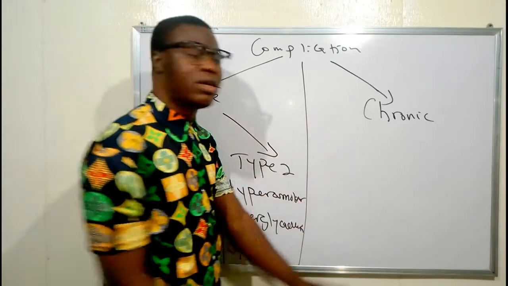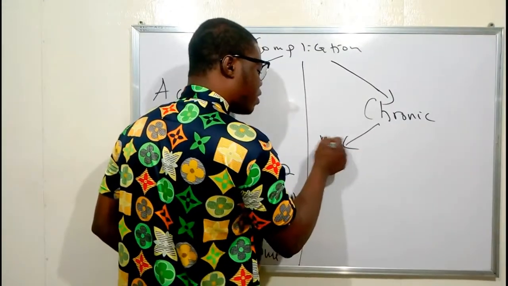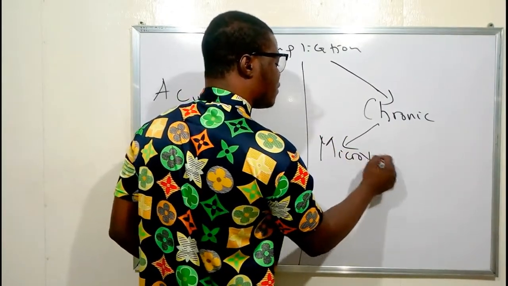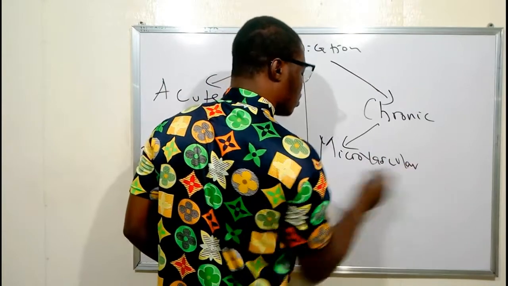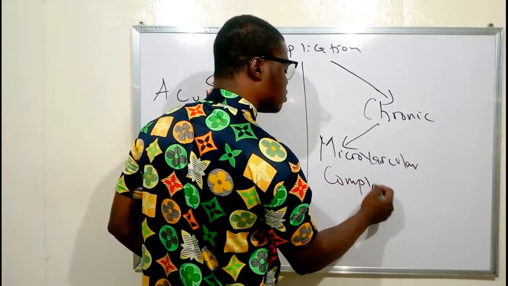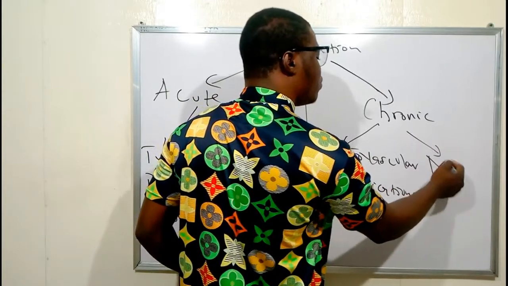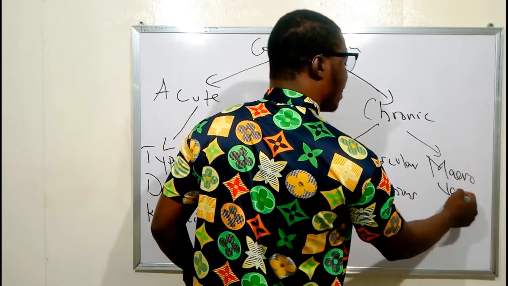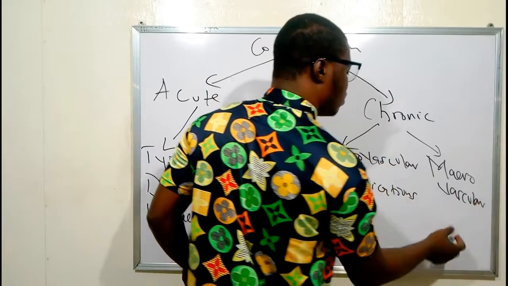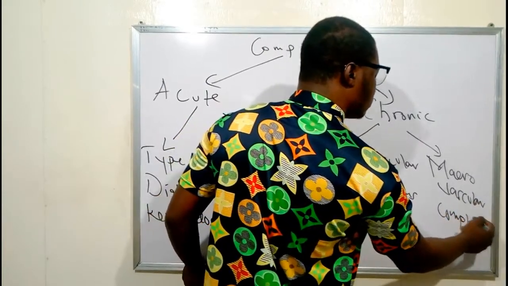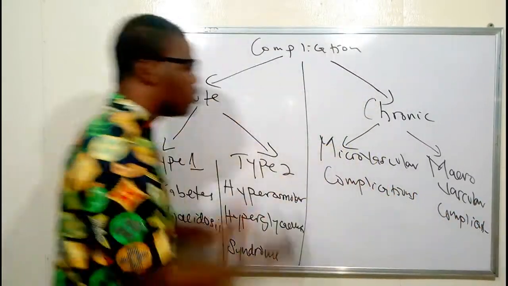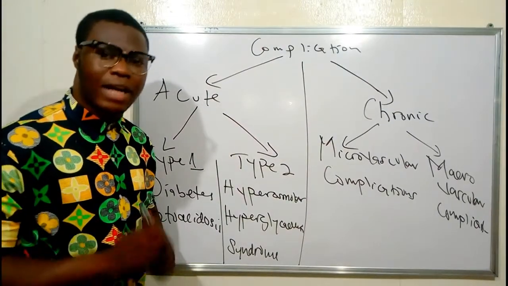For the chronic, we have microvascular complications, and we also have macrovascular complications. So these are the complications of diabetes.